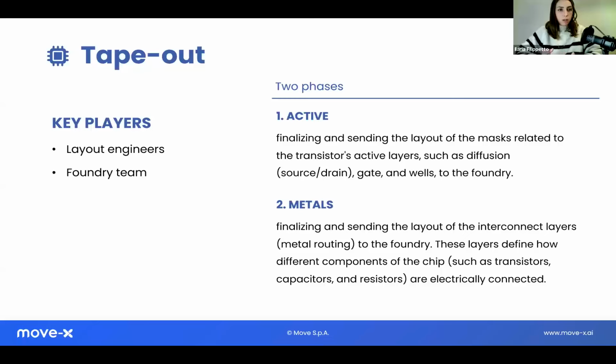The tape out is divided into two phases. We have the active tape out, in which we finalize and send the layout of the masks that are related to active layers. And then, typically a few weeks later, we have the metal tape out, during which we finalize and send the layout of the interconnection layers.